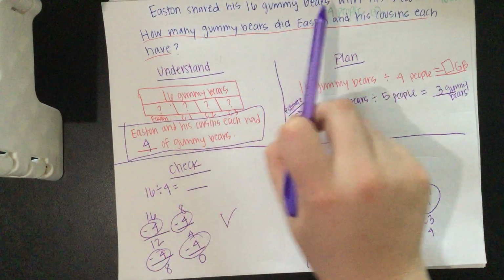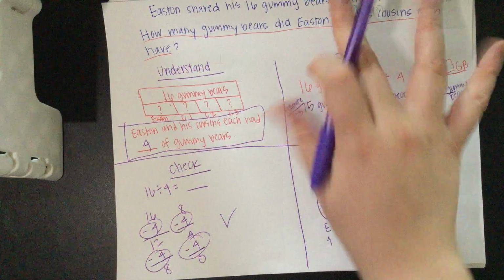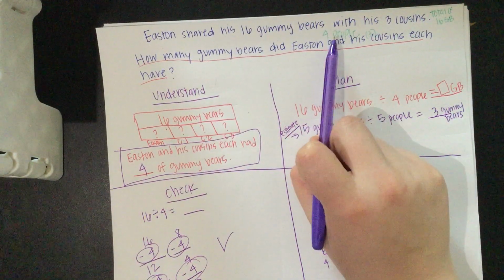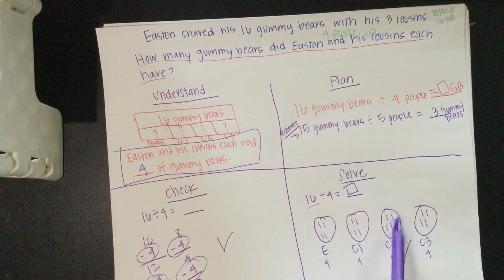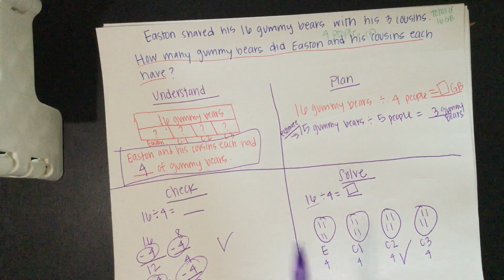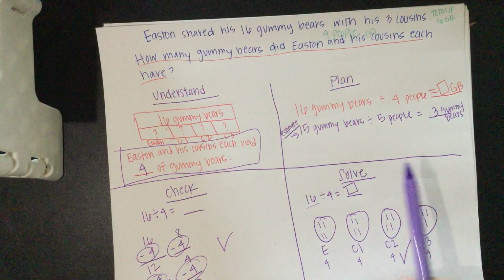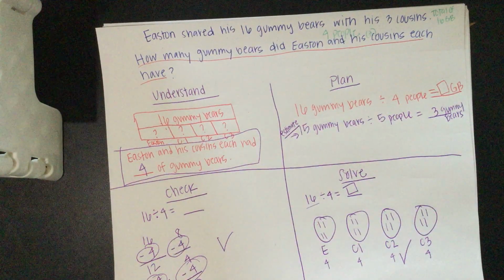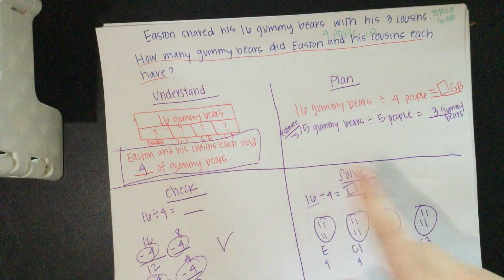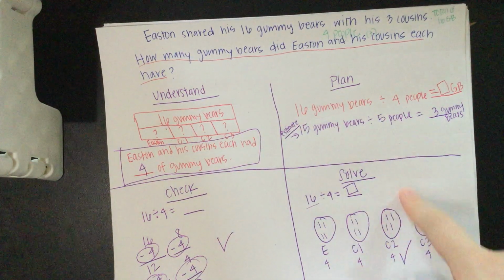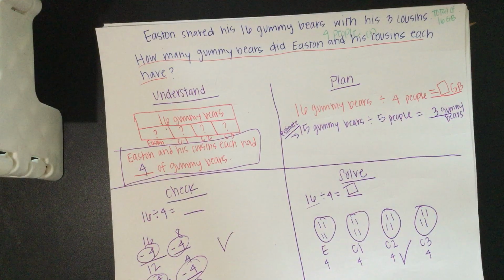Easton shared his 16 gummy bears with his 3 cousins. That is a total of 4 people. So he took his 16 gummy bears and he gave one at a time, and each person ended up with 4 gummy bears, okay? So this is a division problem. You're going to be practicing using a division problem to do all of these steps today. Understand, plan, solve, and check, all right?